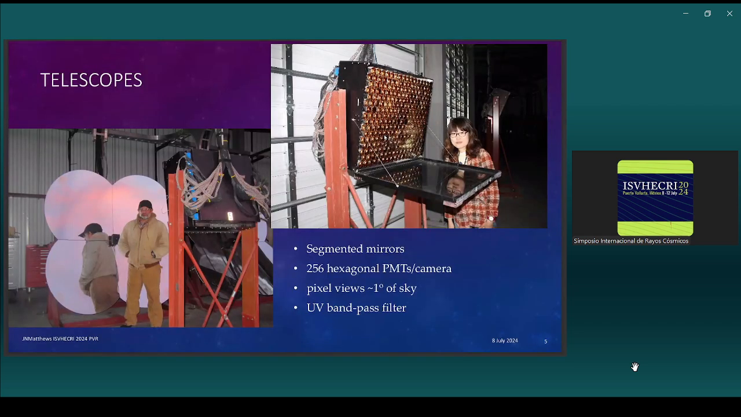So the telescopes are 2 or 3 meter segmented mirrors, and they focus the light onto cameras. 256 photomultiplier tubes are the pixels. There's a UV bandpass filter that goes in front of them, and pixels view about 1 degree of the sky.